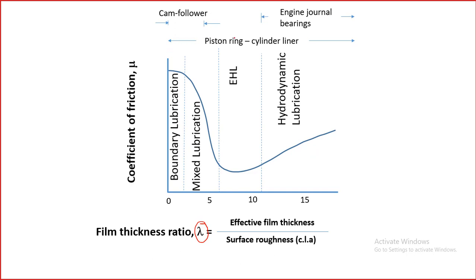In the case of piston ring and cylinder liner, we have everything from boundary to hydrodynamic lubrication. So all kinds of regimes will operate. For cam follower, mostly boundary and mixed lubrication, and in the other journal bearings of the engines, hydrodynamic lubrication will generally follow. So this is a very complex situation for engines where we have all kinds of lubrication regimes.